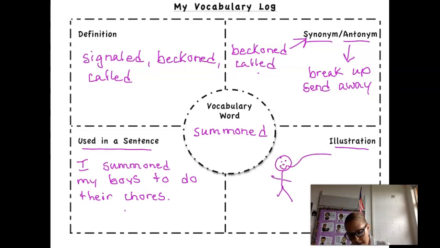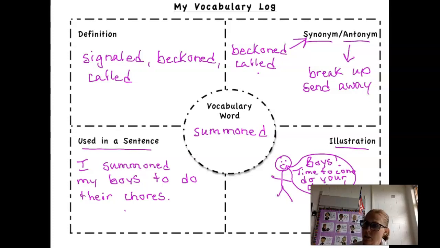And I'm smiling now, but if my boys don't come and do their chores, I won't be smiling. And I'm going to say, boys, time to come do your chores! And I put exclamation points because usually, boys and girls, when we're summoning someone, we are calling for them and we have lots of expression with it.